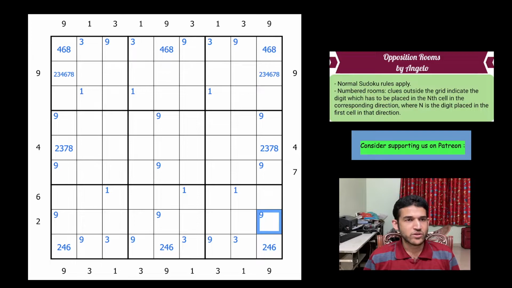So where does the 1 go in row 1? We have not yet placed that, right? 1 cannot be in the cells where the 3 is the outside clue. So 1 is either here, here, or here. Very nice. And similarly in row 9, where does the 1 go? 1 cannot be on the cells where 3 is the outside clue. So 1 is either here, here, or here. So is this helping us? I don't think so.